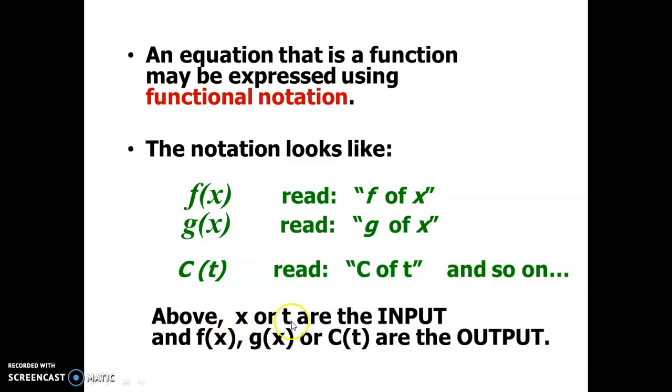Above, the x or the t, so these x's and this t here, are the input values. So the things you see here are the inputs, and the f of x, g of x, and c of t are all the outputs. So this is the output, this is the output, this is the output, because each of these is like the equivalent of y in the equation.